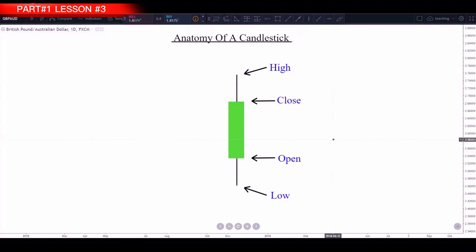So what is a candlestick? Well, a candlestick is a representation of a certain time frame. And before we get into what these candlesticks actually represent, let's go ahead and talk through what it consists of. So each candlestick consists of four major points.